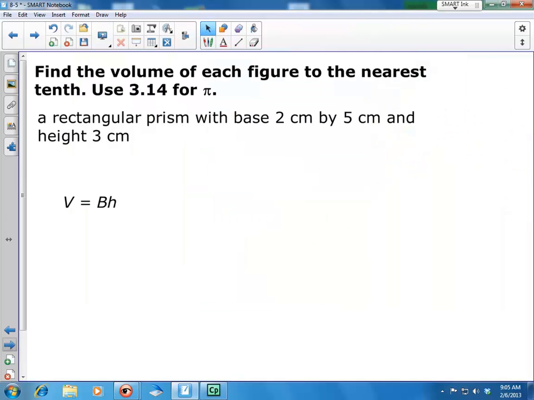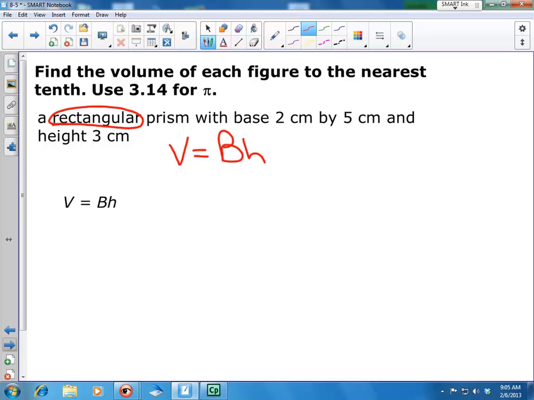All right, let's take a look at our next example. It says find the volume of the figure, and this is a rectangular prism, it tells us that right here. Now remember, our formula for the volume of a rectangular prism really is big BH, but that's really going to be length times width times height. So what is our length on this one?